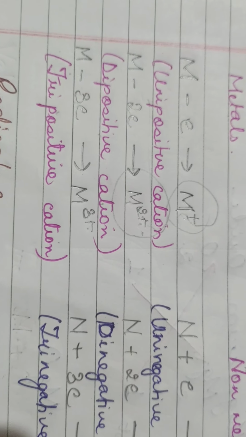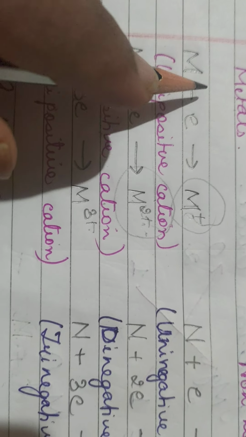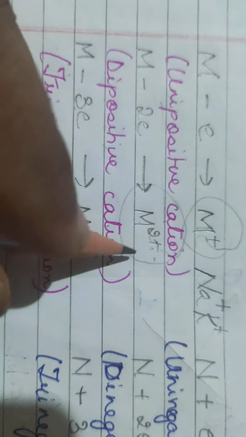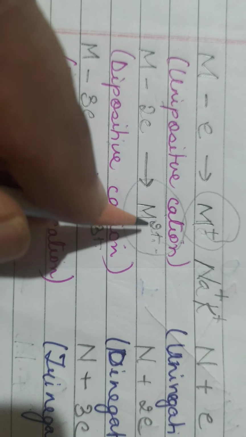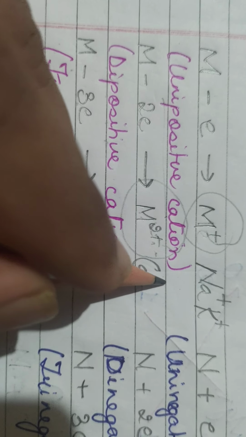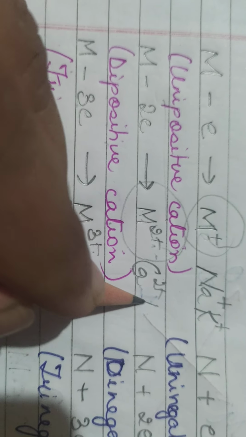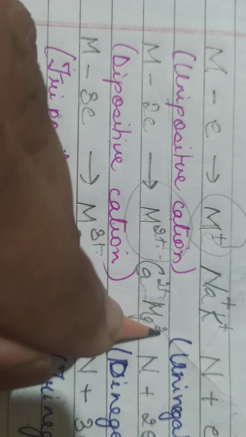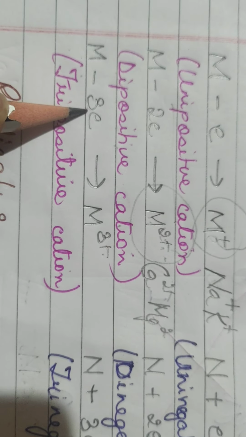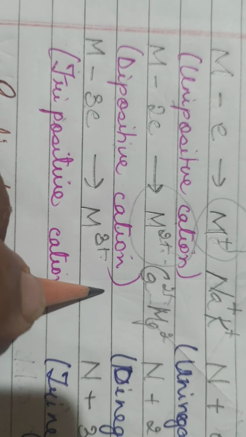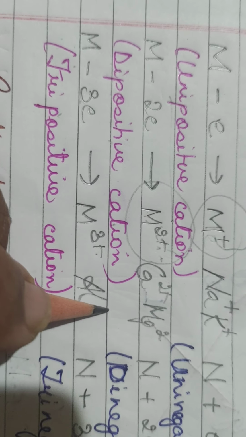We have a number of examples which relate to it. For example, sodium ion Na plus, potassium ion K plus. We have divalent cations such as calcium Ca2 plus, magnesium Mg2 plus. Similarly, we also have trivalent cations such as aluminium Al3 plus.